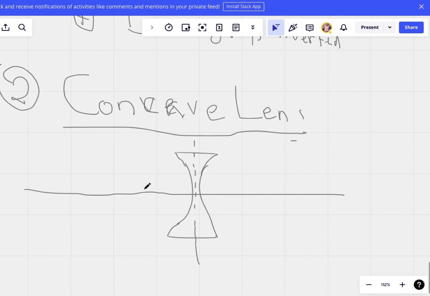Okay, this is F. Let's say here is F. And here is also F on the other side. And let's say an object is here. Let's put an object, same candle light, between F and C. Okay, here is our optical center, C.